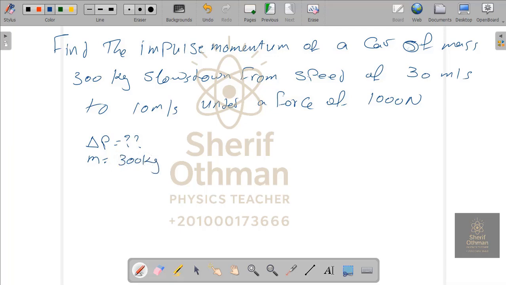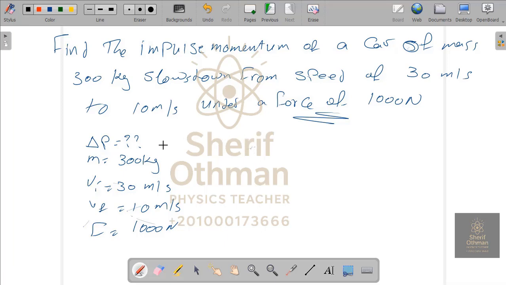Slows down from a speed of 30 meter per second, so V initial is 30 meter per second, while the final velocity is 10 meter per second, and this force is provided by 1000 Newton. So how to solve this problem, guys?